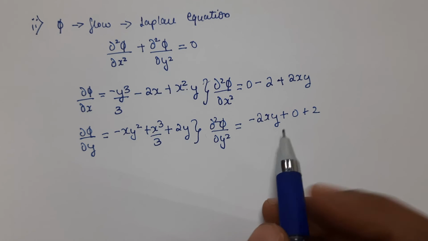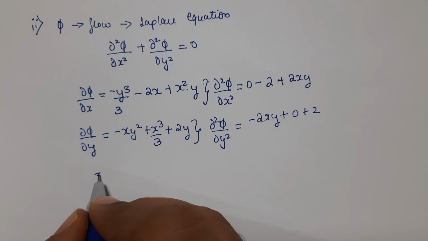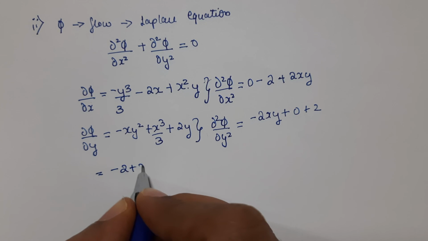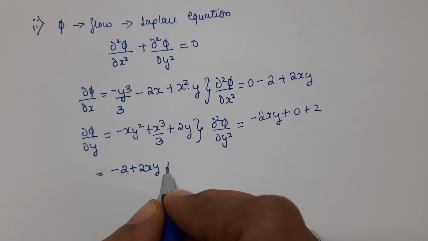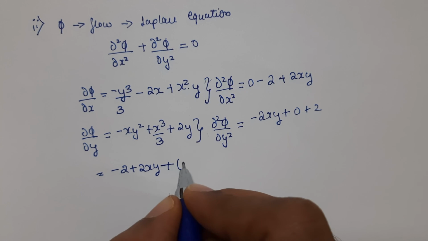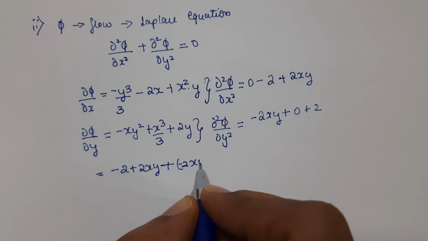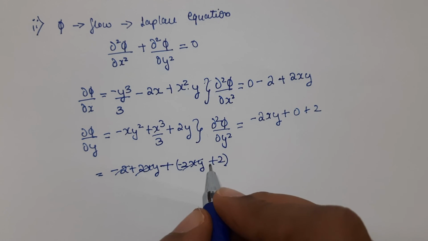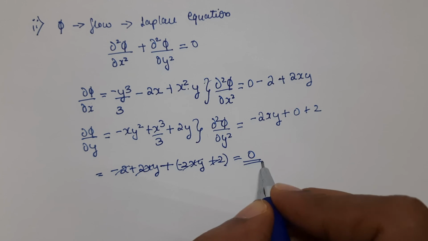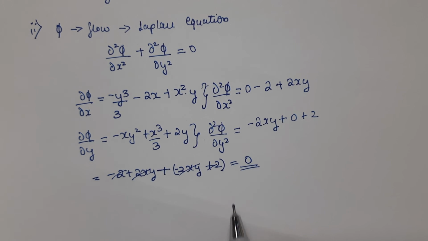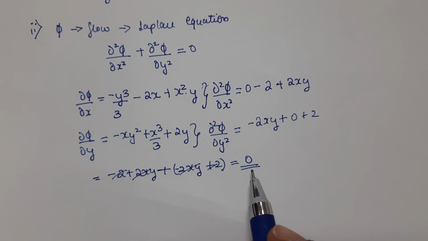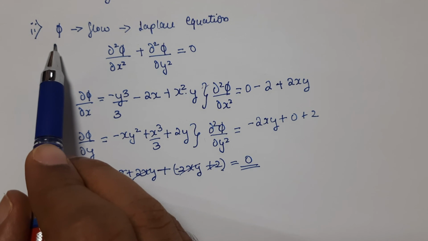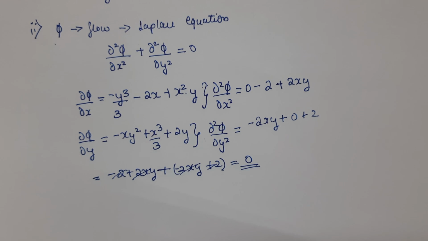So substituting this in the Laplace equation, what we get here is minus 2 plus 2xy plus minus 2xy plus 2. So this and this cancel out, and this cancels out, so that is equal to 0. So it satisfies the Laplace equation, and hence this phi equation represents a possible case of flow.